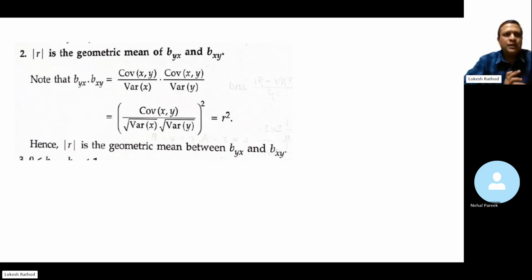Now, another property: r is the geometric mean of byx and bxy. You know what is geometric mean? GP, actually I have not taught because it was not there last year. Geometric progression. It was removed from our syllabus, I think. Okay, fine, no issue, let me tell you. If A, B, C are in GP, geometric progression.